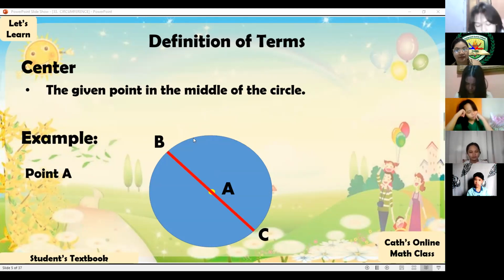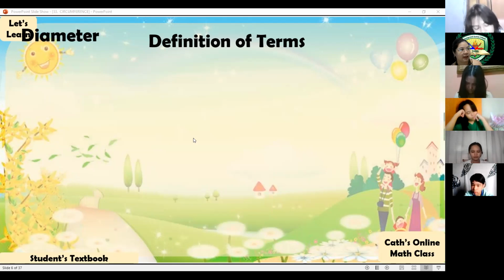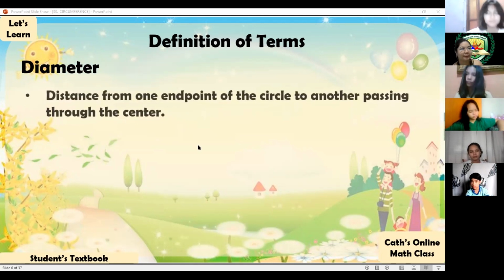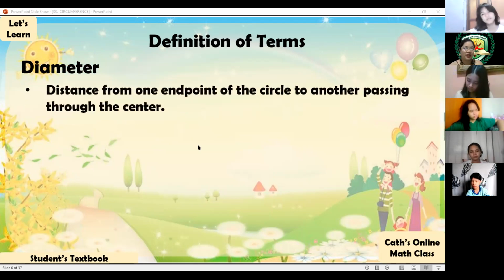Understood? Yes. How about diameter? What do you mean by diameter? The line between one side of the circle to another. Okay, so this one is the distance from one endpoint of the circle to another passing through the center. It needs to pass through the center, okay?